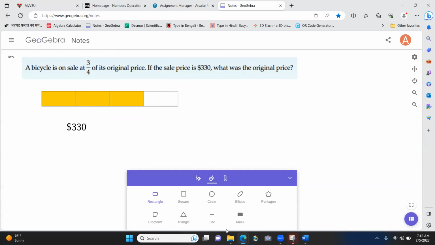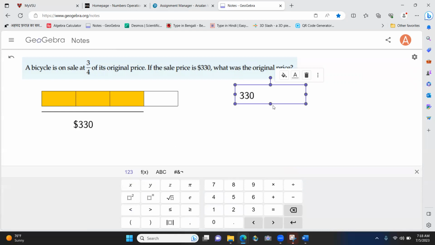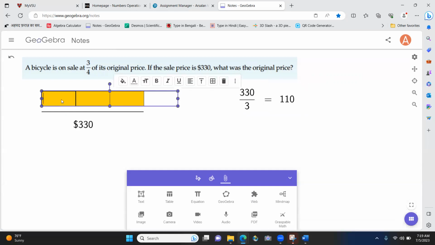Okay. This is $330. All right. Now, they want you to find the original price. Well, if 3 of the yellow parts together are 330, you're going to take 330 and divide it by 3, and you will get 110. Each box is worth $110. I'm just going to write 110. Well, I can write dollars. Each box is worth $110.